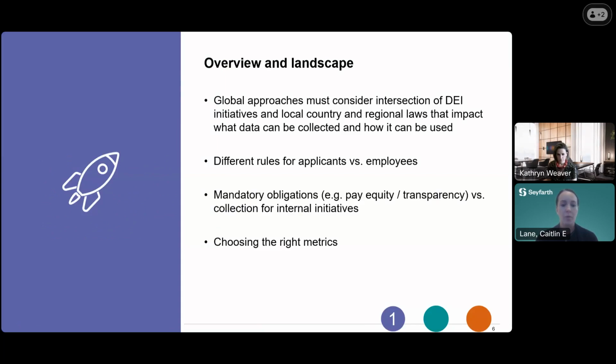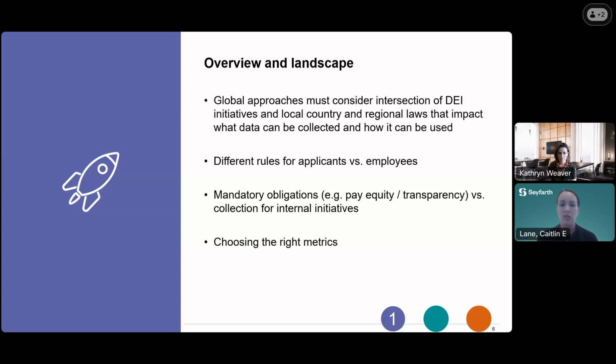So when global organizations consider employee data collection and analysis as part of their DEI plans, it's really critical to consider the local, country, and regional laws that dictate what data can be collected, how it can be collected, and how it can be used. One important starting point is that a one-size-fits-all approach may not be feasible, and this is especially true if the data collection becomes more granular or is mandated in certain instances.